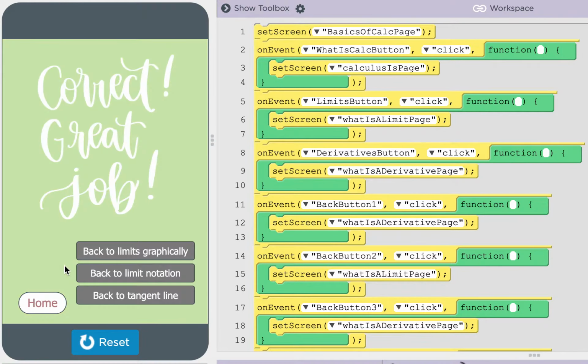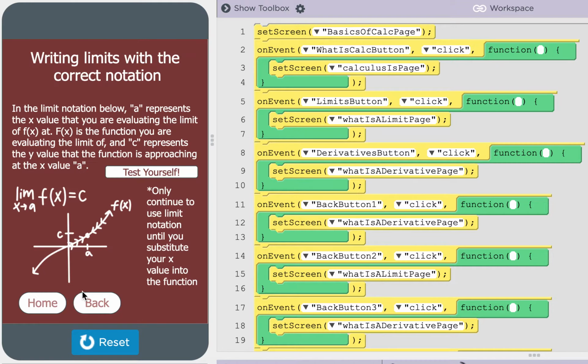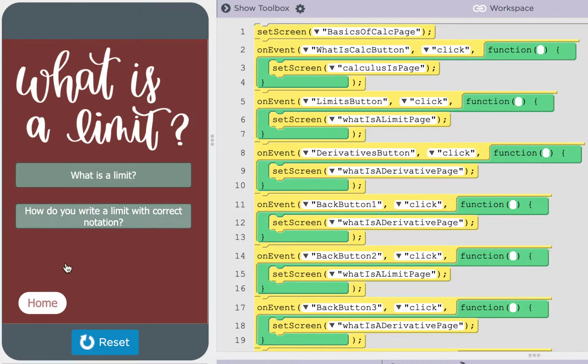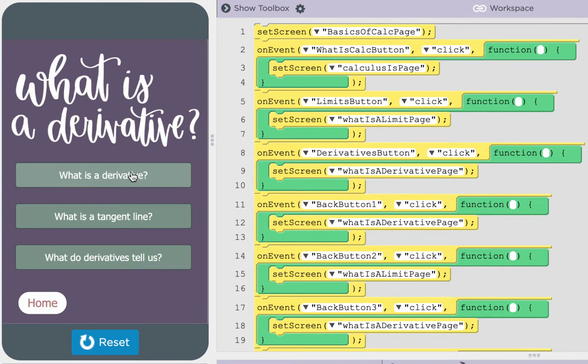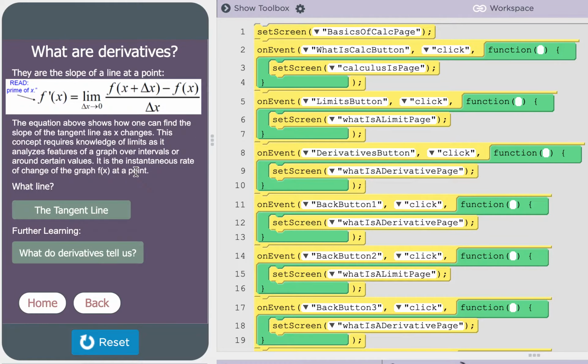Then you can click C and get it right, go back to limit notation, and that's all for the limit section. The next section is on derivatives. The first question is just generally, what is a derivative? They are the slope of a line at a point. The equation above, which is the limit of the difference quotient, shows how one can find the slope of the tangent line as x changes. This concept requires knowledge of limits as it analyzes features of a graph over intervals or around certain values.